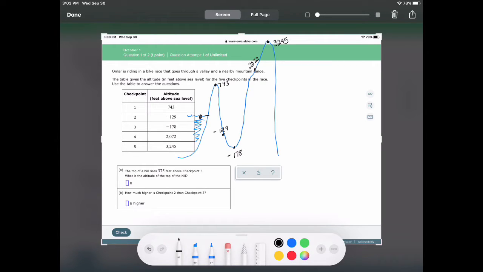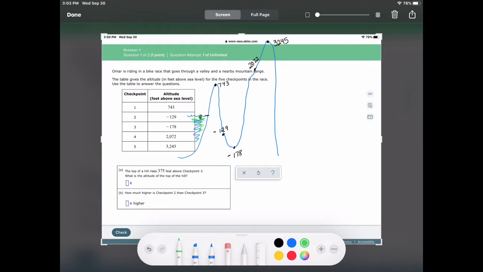I drew a little picture to represent what's happening here. Omar is riding in a bike race that goes through a valley and a nearby mountain range. The table gives the altitude in feet above sea level for the 5 checkpoints in the race. Use the table to answer the questions. So here's the sea out here. It is at sea level. We generally call that 0, just like on a number line.